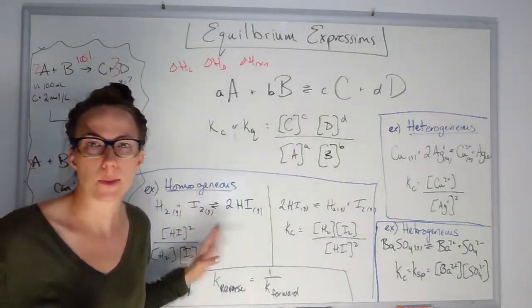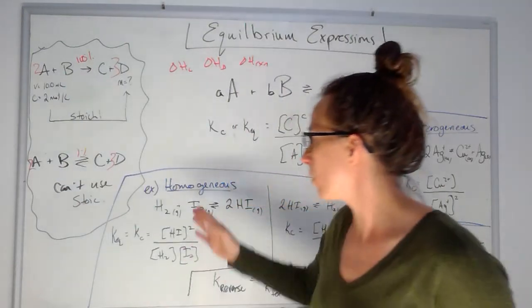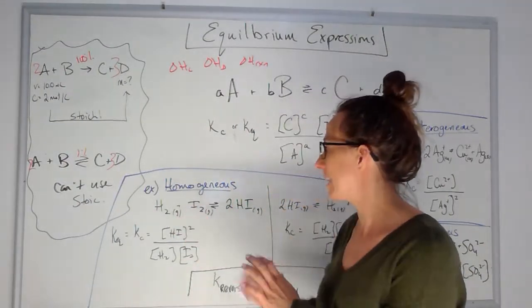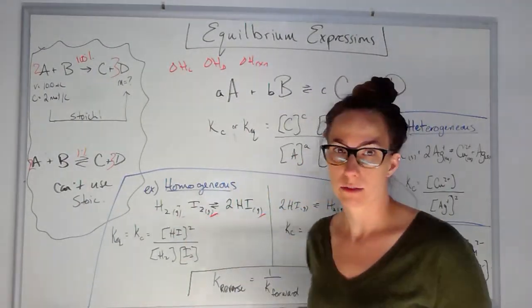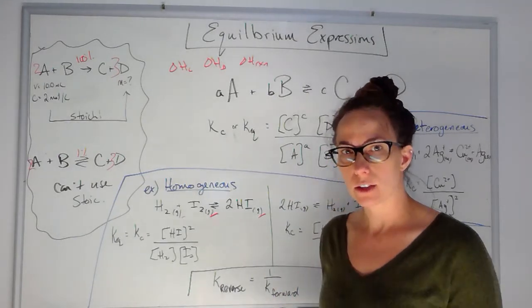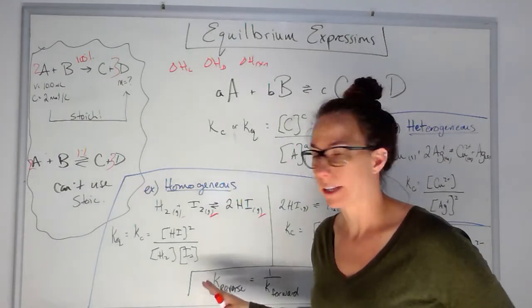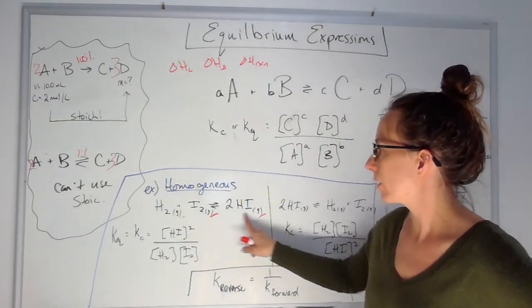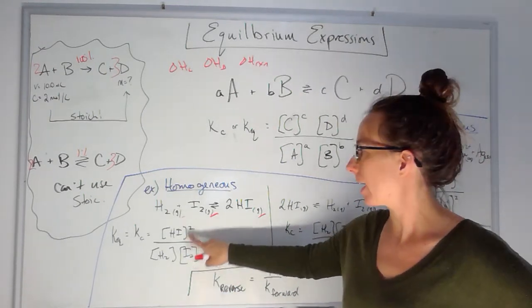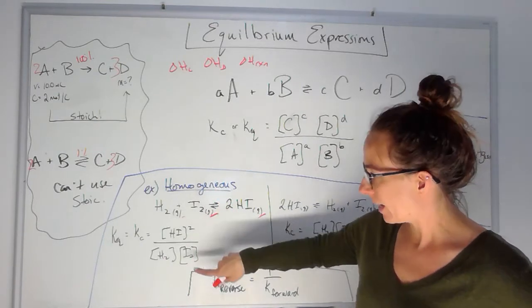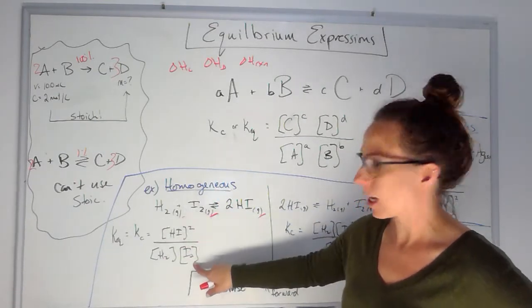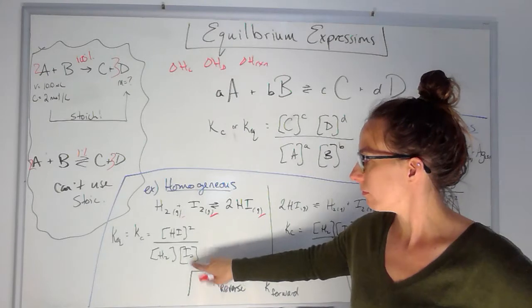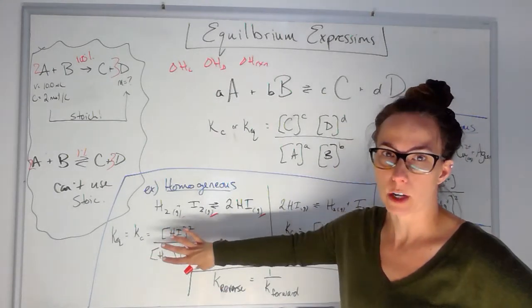So in a homogeneous mixture, these are pretty straightforward. So homogeneous meaning the same, all the states are the same, gas, gas, gas. Okay, if all the states are the same, I include them all in here. So products over reactants to their coefficient. So here I have the product of HI to the power of 2 divided by H2 times I2 to the power of 1. So this is its equilibrium expression.